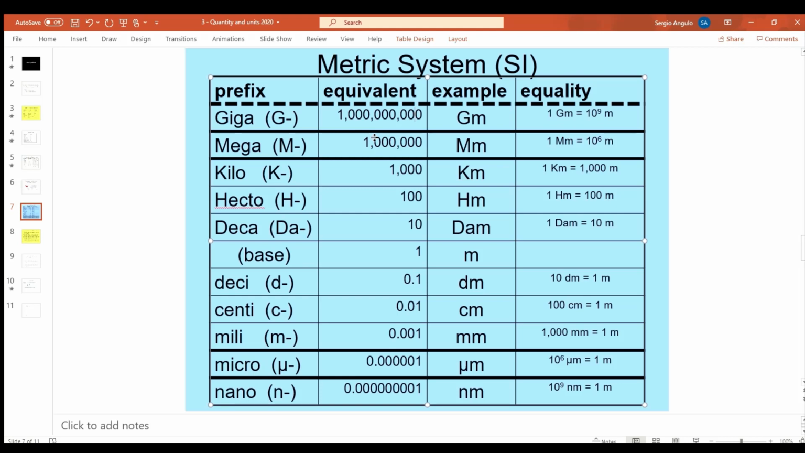Okay. And once again, you can use these prefixes. So it doesn't just have to be meters, decameters, hectometers, kilometers, megameters, and gigameters. It could have been grams, decagrams, hectograms, kilograms, megagrams, and gigagrams.